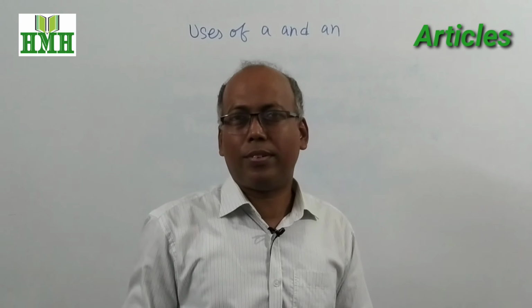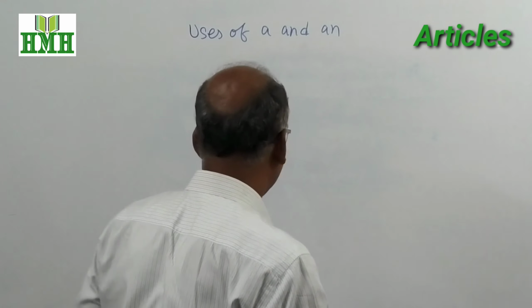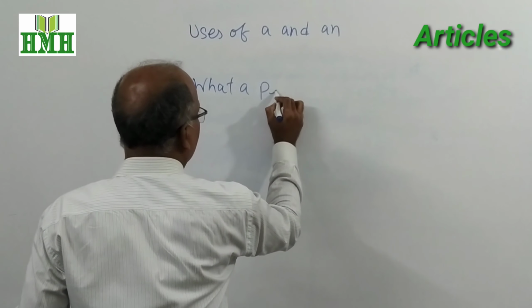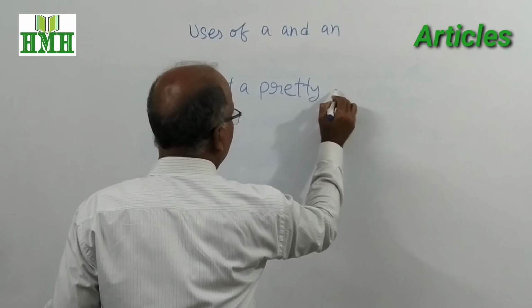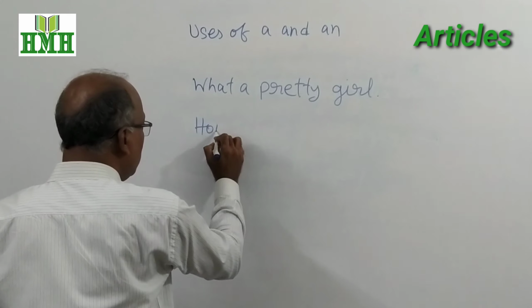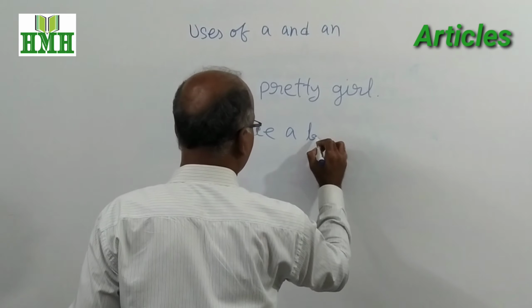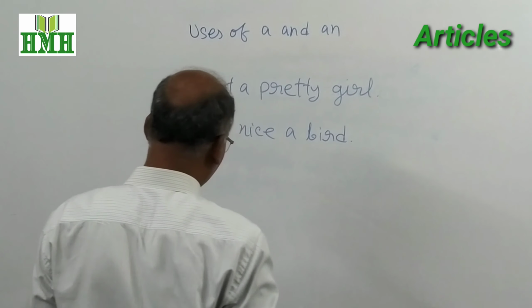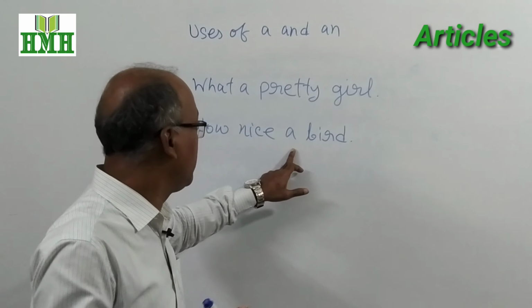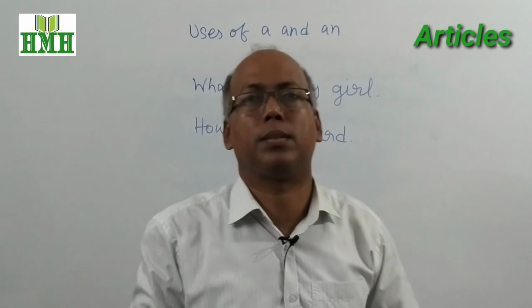A is used after what or how to mean exclamations. What a pretty girl. How nice a bird. What a pretty girl. How nice a bird. A is used after what, how to mean exclamations.